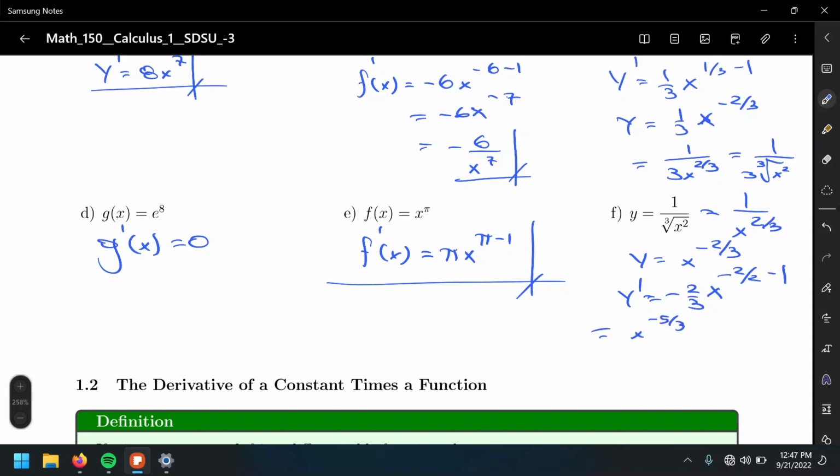But that's not the answer. We're just done with the calculus. Let's write it in radical form. Negative exponent, send it to the denominator with positive exponent. And what do we have in this case? Rational exponent. The denominator of the rational exponent again is the index of the radical, and in this case it's a cube root. That is 1 over the cube root of x to the 5th. Final answer.